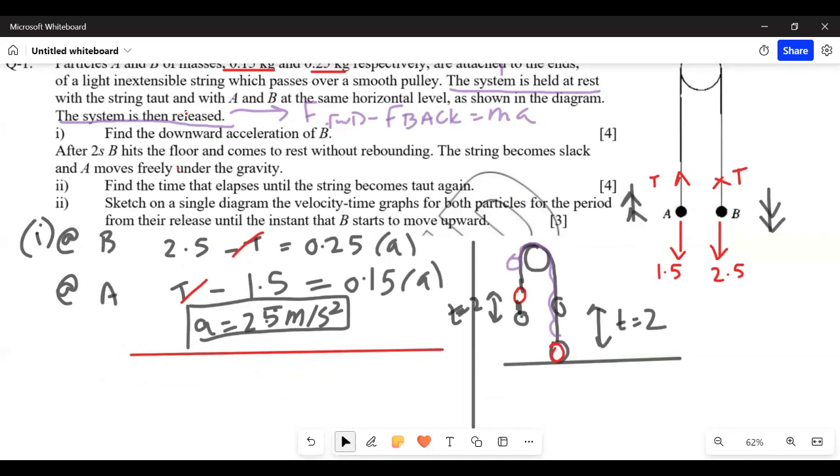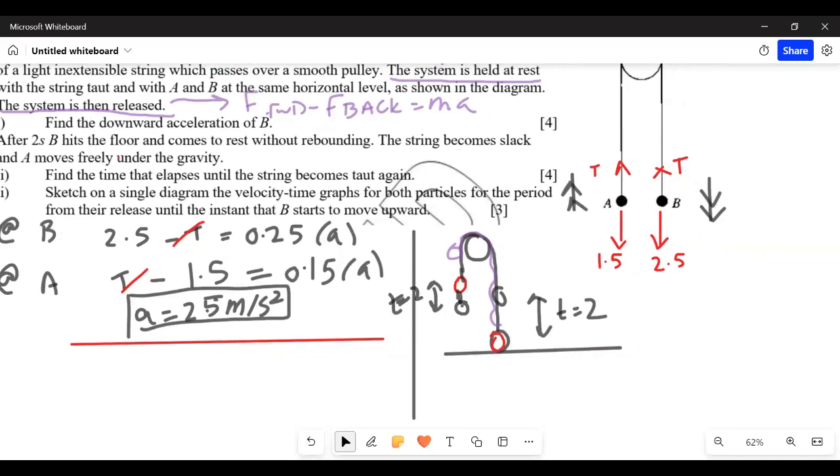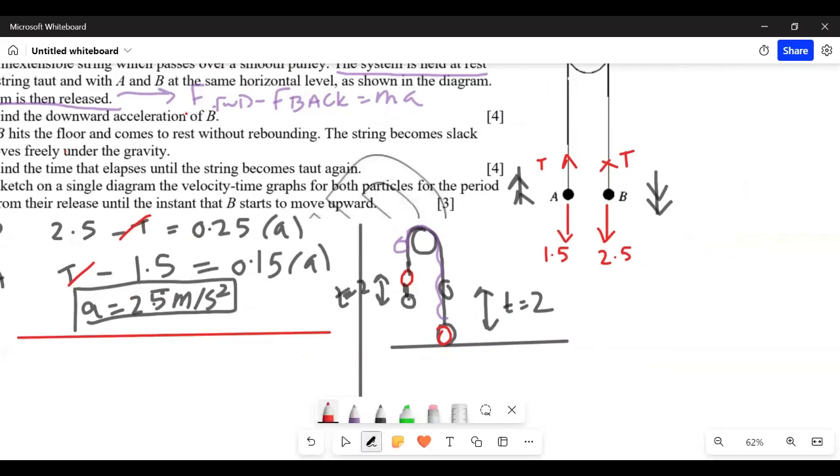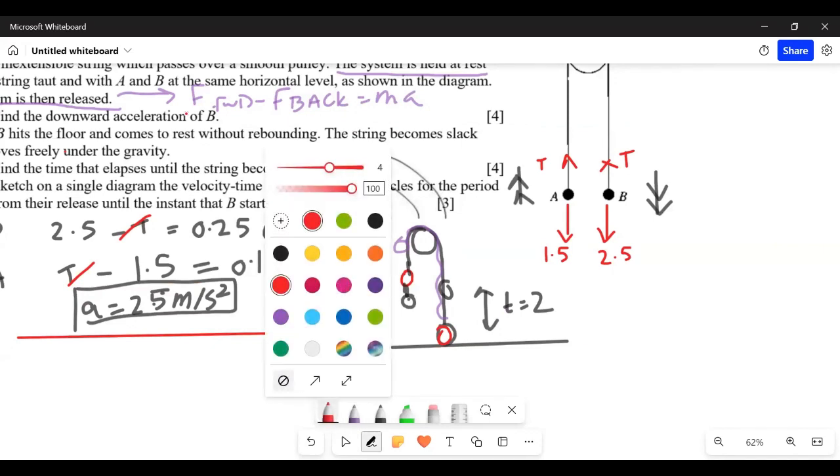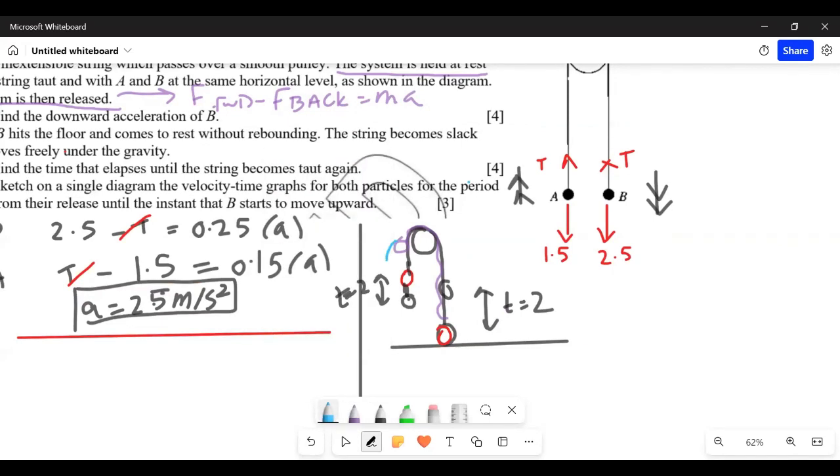Okay. So it says that after 2 seconds, B hits the floor, comes to rest without rebounding, the string becomes slack, and A moves freely under gravity. Find the time that elapses until the string becomes taut again. So now you have to find the time in which the particle comes back from its highest position here to this position. Tell me this time.